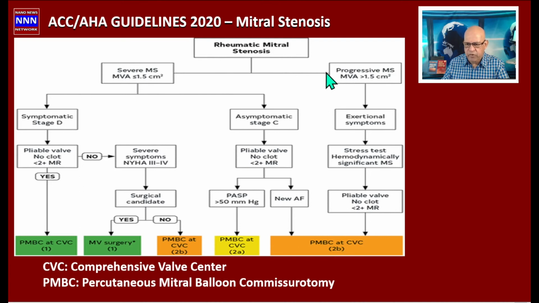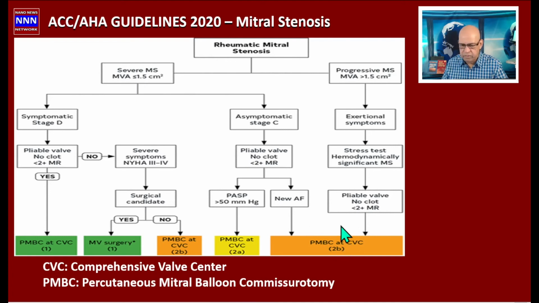On the other hand, if we have a progressive mitral stenosis, mitral valve area greater than 1.5, they only have exertional symptoms, the stress hemodynamically significant mitral stenosis, pliable and no clot, mild mitral regurg. So remember, I told you there are some patients who, because of atrial fibrillation, may have low forward output, may have low gradient, and sometimes it's difficult to determine whether they have a significant fixed mitral stenosis. In these patients, if we do a stress test and it shows significant mitral stenosis, then we can proceed with the percutaneous mitral balloon commissurotomy.